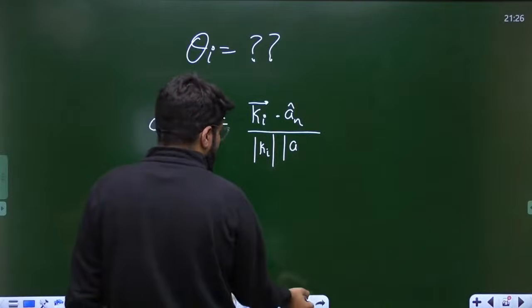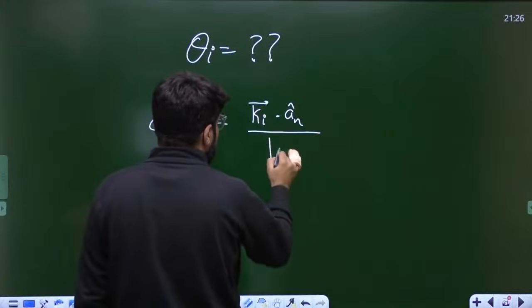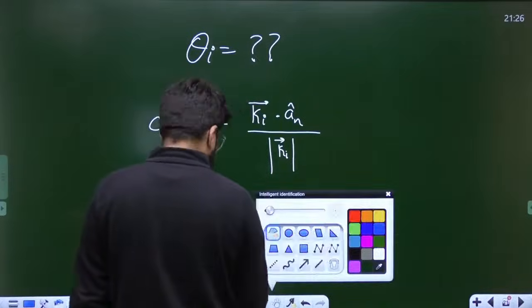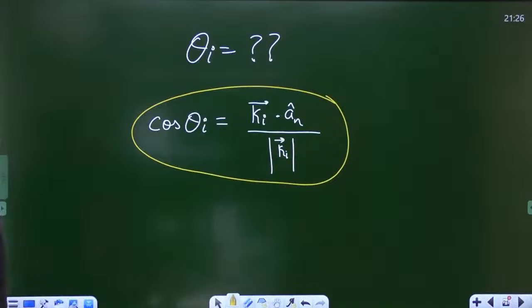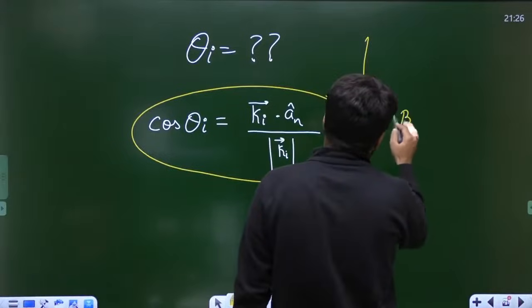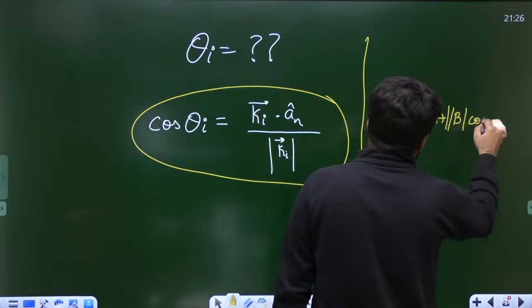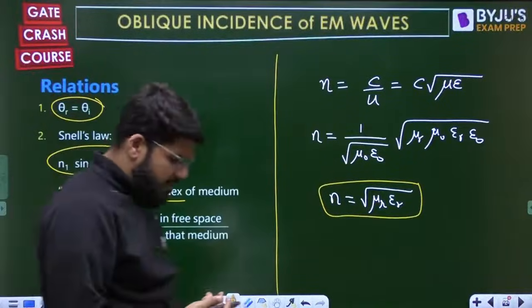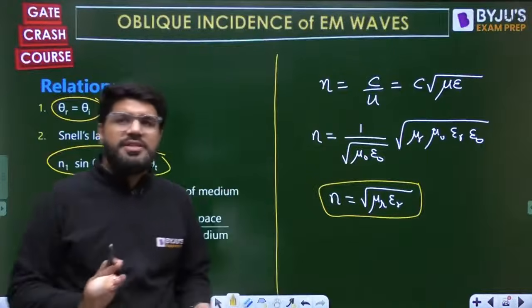But An is a unit vector, so the modulus of the unit vector will be 1. So simply you can write only the modulus of Ki. This is how you can figure out the angle of incidence. The basic dot product formula has been applied: A dot B is given by mod A mod B cos theta. All this is to be applied in the problems and then we will understand. So now we can obtain the angle of incidence, angle of reflection, angle of transmission, everything.